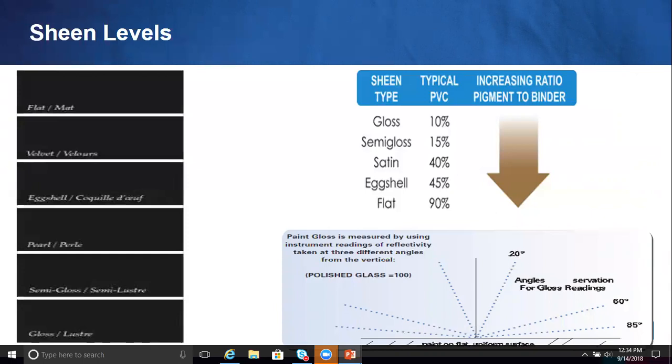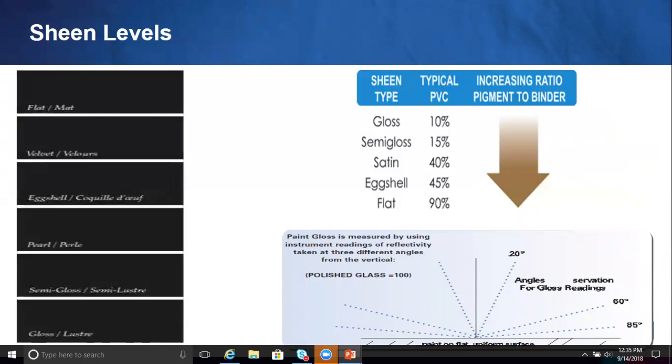This bottom picture shows how paint gloss is measured. So we have a piece of polished glass that represents the baseline of 100. And if you look at the very lower right-hand side, you see 85 degrees. So that's one way that we measure paint sheen, because we have to get that close to the wall to see light coming across the surface.